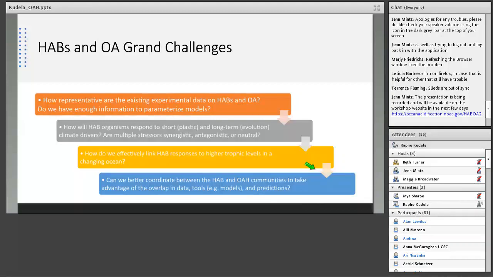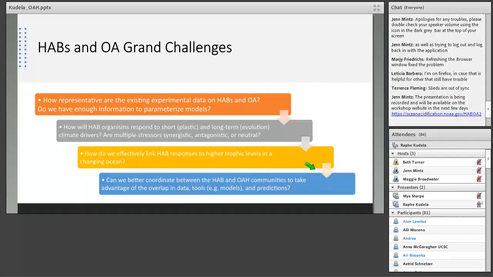Second, how will those HAB organisms respond on short and long-term scales? We have not very many experiments on short time scales because they're difficult to do. We have even fewer experiments on long-term evolution time scales. Most of those on our coast have been done by Avery Tatters, and I think we really need to see more of those experiments.